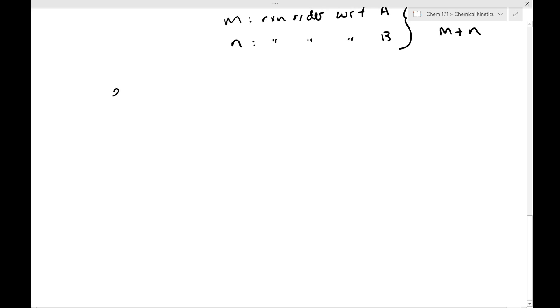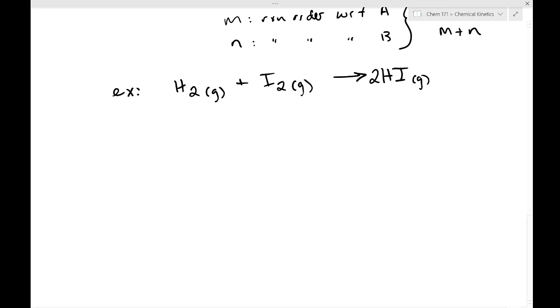Let's look at the reaction between hydrogen gas and iodine gas. What this forms is hydroiodic acid. Oops, I need my stoichiometric coefficient over there. This is the reaction we want to look at. We have two reactants here, hydrogen gas and iodine gas. We want to know what the rate actually is for this reaction.